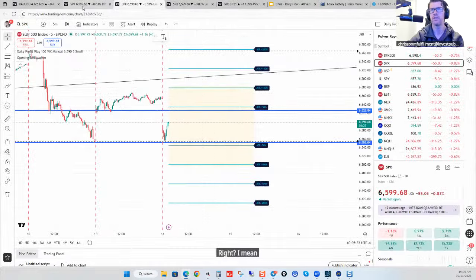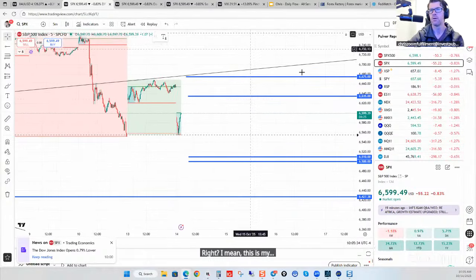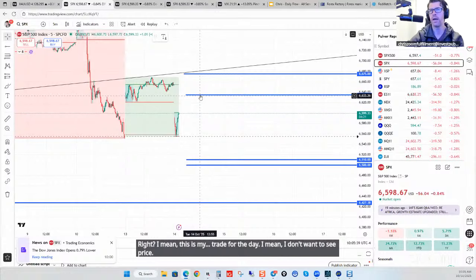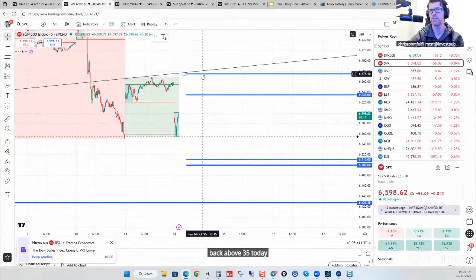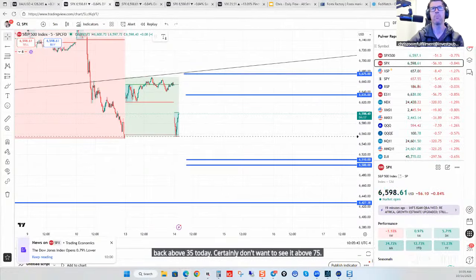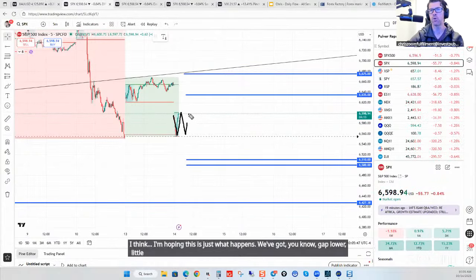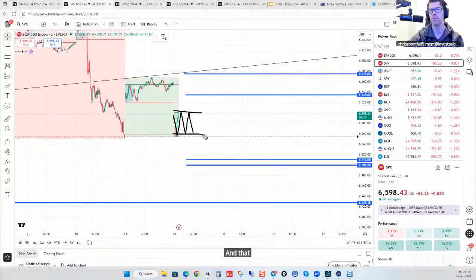Hopefully, I don't want to see price being too reflexive off those lows. This is my trade for the day. I don't want to see price back above 35 today. Certainly don't want to see it above 75. I'm hoping this is just what happens. We've got a gap lower, a little choppiness this morning, and that's fine. We just need a little bit more time. I just don't want to see a crazy aggressive scramble to the upside.